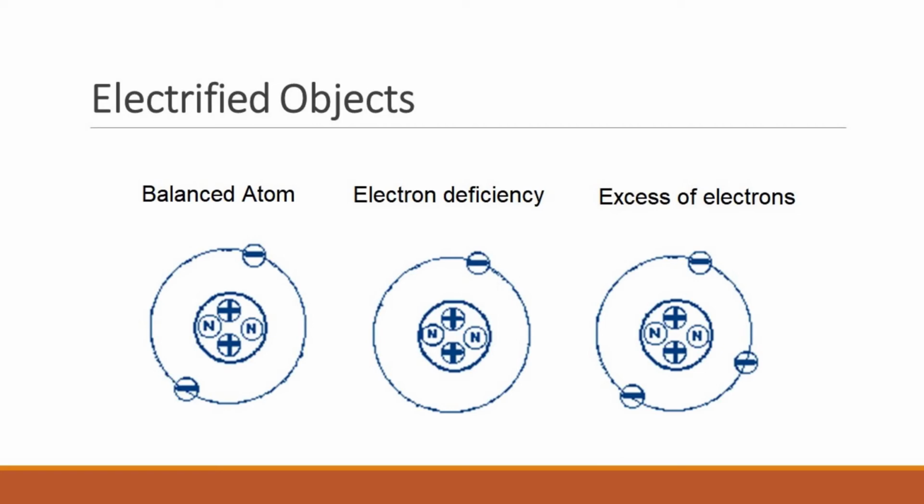Another option to have electrified objects is to have the atoms of the object gain electrons, and therefore we'll have an excess of electrons in the structure of the atoms that make up the object, just like the situation represented on the right side of the picture on the screen. In that representation, we see that we have more electrons than protons in the structure of the atom. Then we have an excess of electrons. Those are the situations that might occur in the structure of the atoms that make up an object, and then we might have the object electrified.